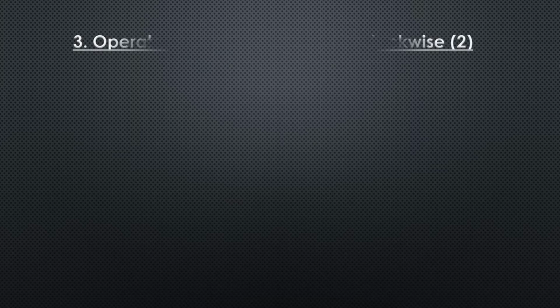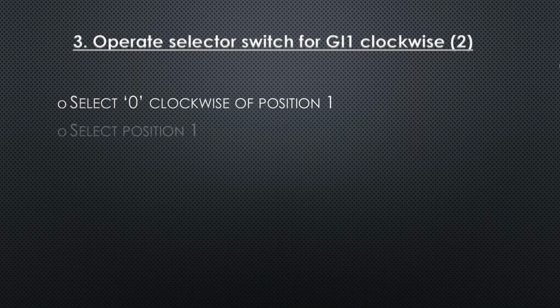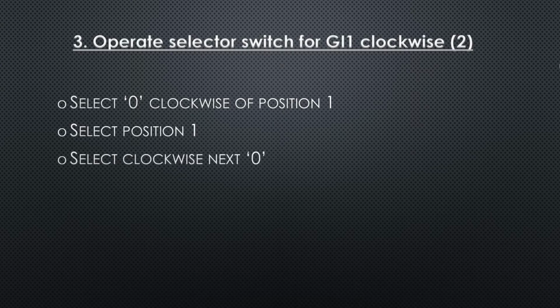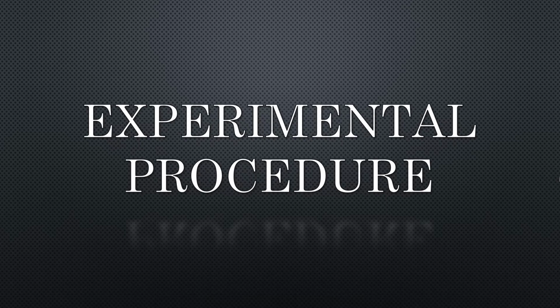Next, the operator selector switch for GI1 clockwise 2 for the third set of DP readings. First, we select 0 clockwise from position 1, then we equalize for a few seconds and read the DP as equalizer. Then we select position 1 and read the change in DP from the previous 0 position as DP lamina. Then select clockwise net 0, equalize for a few seconds and read the DP as equalizer. Repeat as per clockwise 1 for positions 2, 0, 3, 0, 4, 0, and that is the end of clockwise 2. Now I will present the experimental procedure for this experiment.